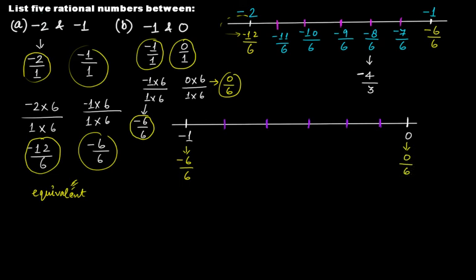Okay. Now focus on numerators. This becomes 0 over 6. This becomes minus 1 over 6. This becomes minus 2 over 6. This becomes minus 3 over 6. Minus 4 over 6. And this becomes minus 5 over 6. And then comes minus 6 over 6. So we have these 5 rational numbers between these two integers, that is 0 and minus 1.